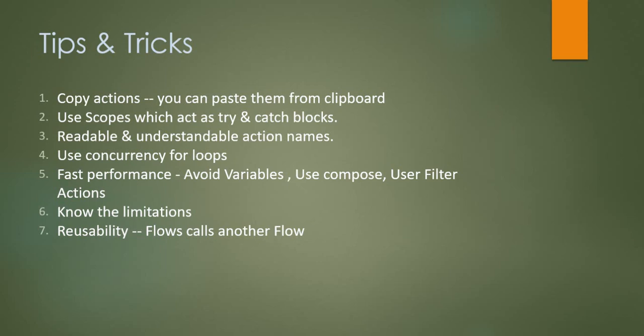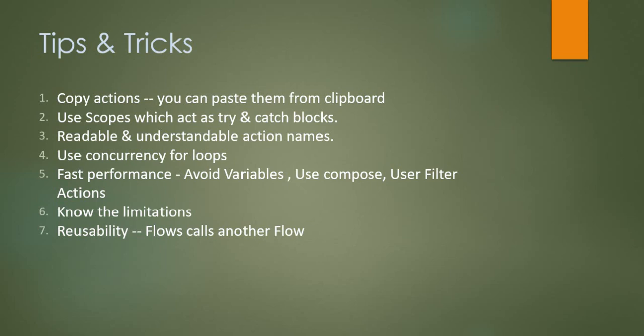Fourth is use concurrency for loops. If you are working with an apply to each loop or do until, then enable concurrency so that it works in parallel and is faster. It would be performance effective. Fifth is avoid variables, use compose. Instead of initializing a variable and setting a variable, you can simply use compose, which can be used in your further actions and is pretty quick.